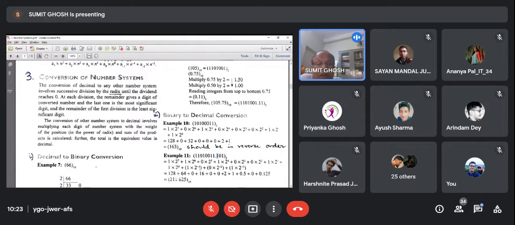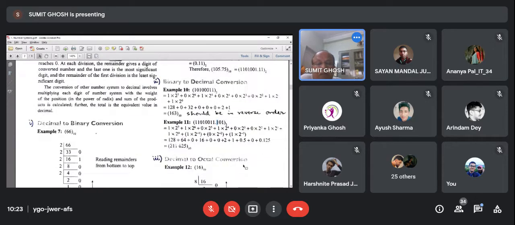So 1 into 2 to the power of -1, 2 to the power of -1 is basically half. So you write 0.5. This is 0, and this is 1 into 1 by 8. So it is 0.125. So add them up, you get some number.